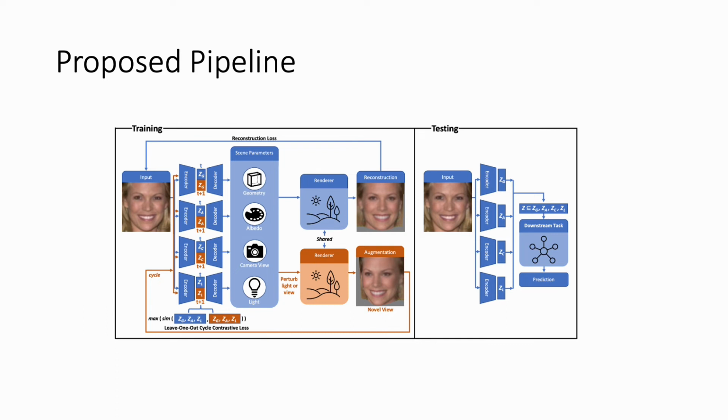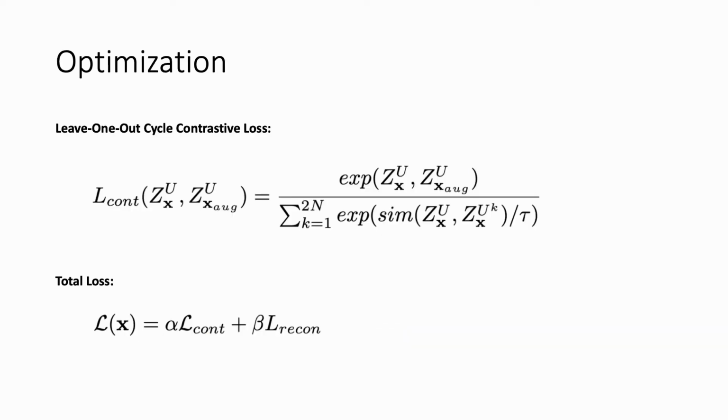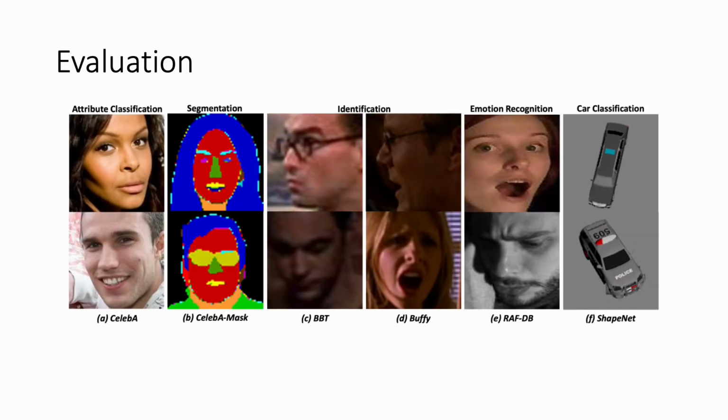Once we have trained our unsupervised representation learning model using derendering, we can then use the learned features for downstream tasks. To optimize our model, we train on a large dataset of unlabeled images, and use both a reconstruction loss to constrain derendering, and our Leave One Out Cycle Contrastive Loss to enforce disentanglement. We train two models, one on faces and one on cars.